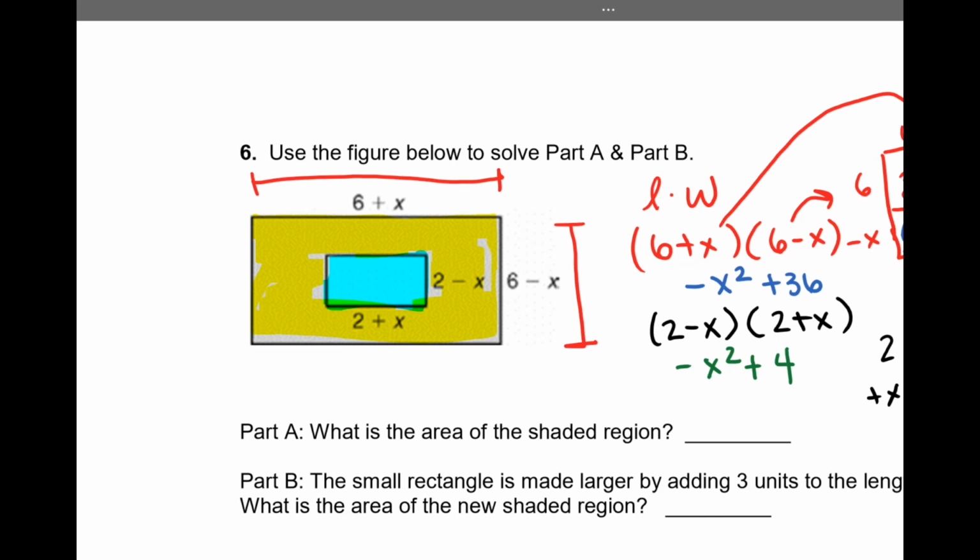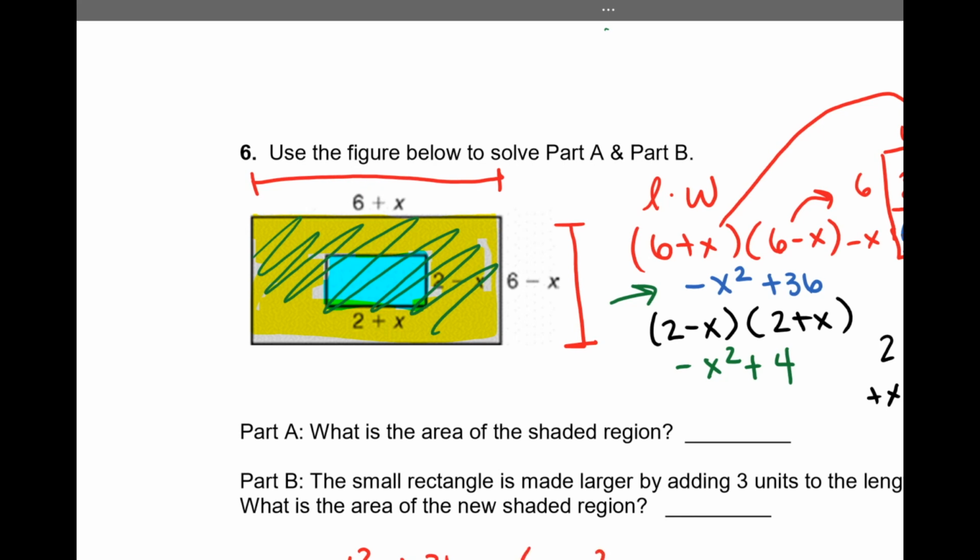Alright, so what I said earlier is you're going to take the area of the blue section, which is the blue numbers right here, and you're going to minus it from the green numbers. So all you're doing is taking the area of the entire thing minus the blue section. So let's go ahead and try that. It's going to be negative x squared plus 36 minus negative x squared plus 4. Okay. So again, all I'm doing is subtracting the little section from the big section.